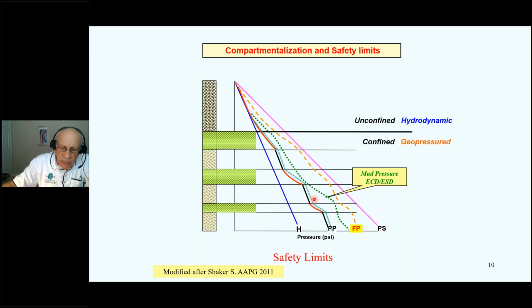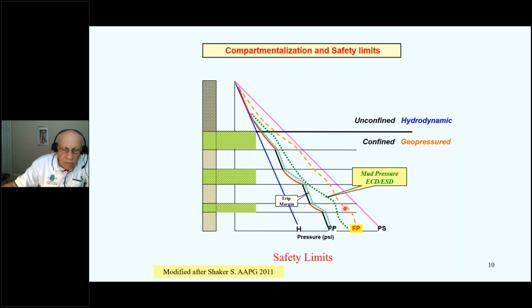So if the trip margin is required now by the MMS or the BOEM, that your mud cannot go below the pore pressure. Actually, the mud has to be between a quarter or a half a pound above the pore pressure to prevent the flow or the kicks.